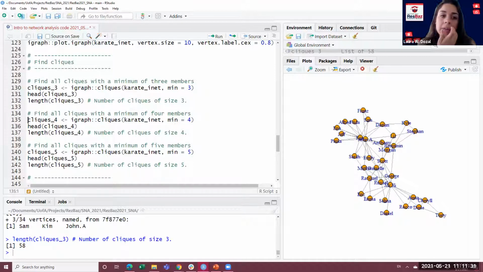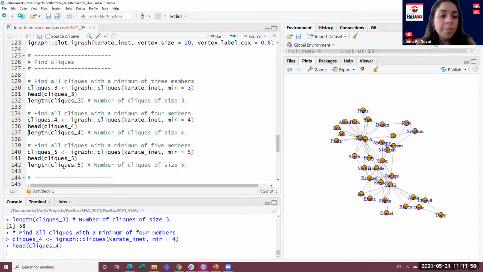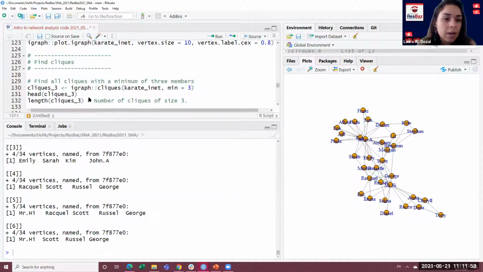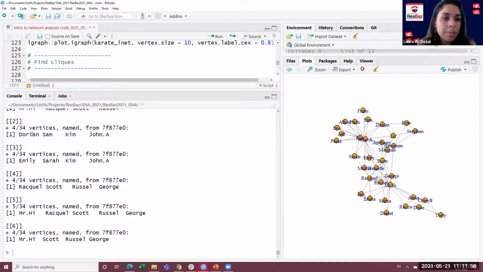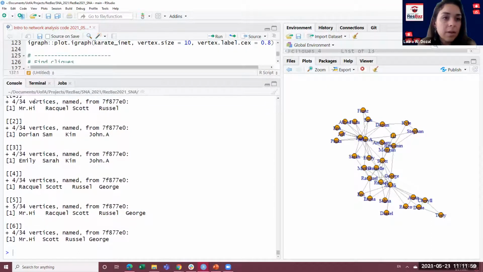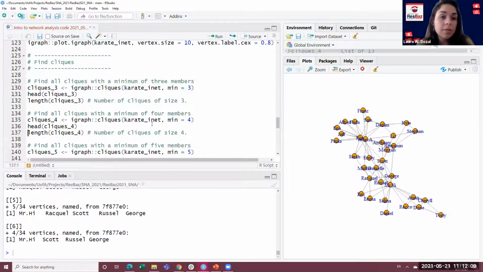So let's look at the number of cliques with a minimum of 4 nodes. So essentially we're looking at how many closed networks are possible within the network. So now instead of using a clique with 3 nodes, we're going to find a clique with 4 nodes. And so we can see these first 6 cliques, who is connected within each of them. And so here's Mr. High, Raquel, Scott, Russell, and etc. So let's see how many of these we actually have.